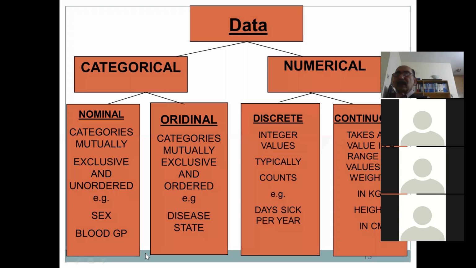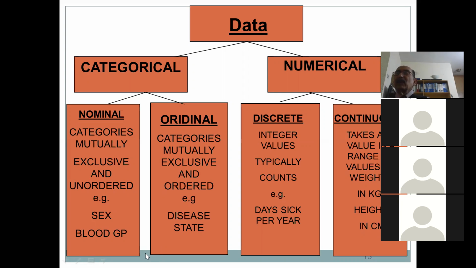For example, number of students in the class, number of patients in the hospital, number of measles cases. They cannot be 5.6 or 5.7 or 8.10. It cannot be in decimal. It is always in whole numbers.